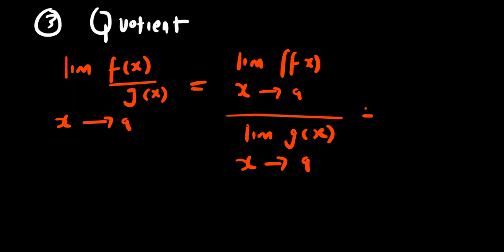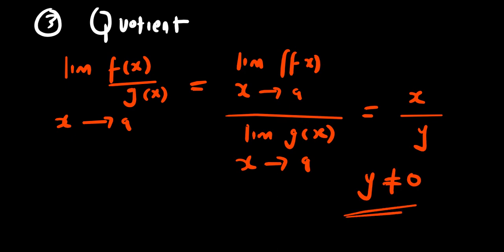Now in this case, let's say you find the limit on top to be x, and you found that your limit down is y. So in this case, your y should not be equal to 0, because this whole expression will be undefined. Okay, so that is very, very important for you to know.